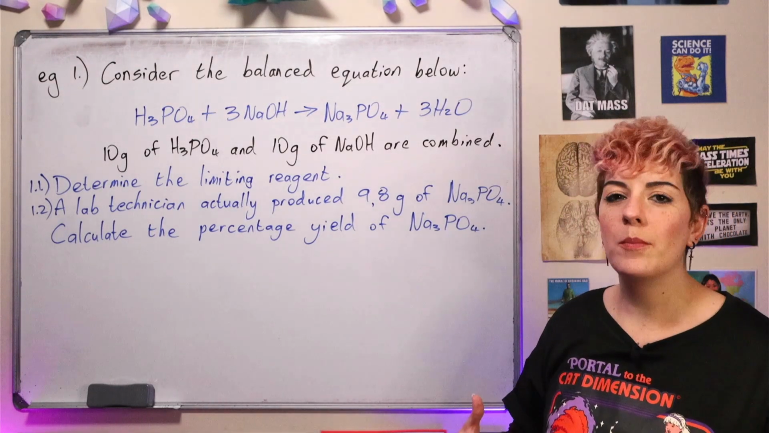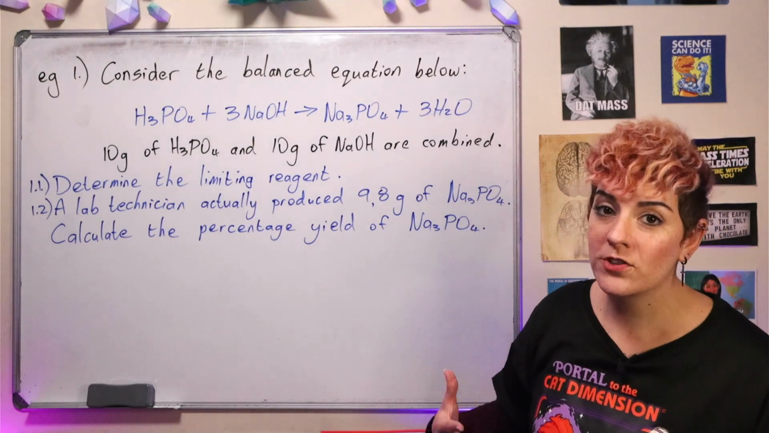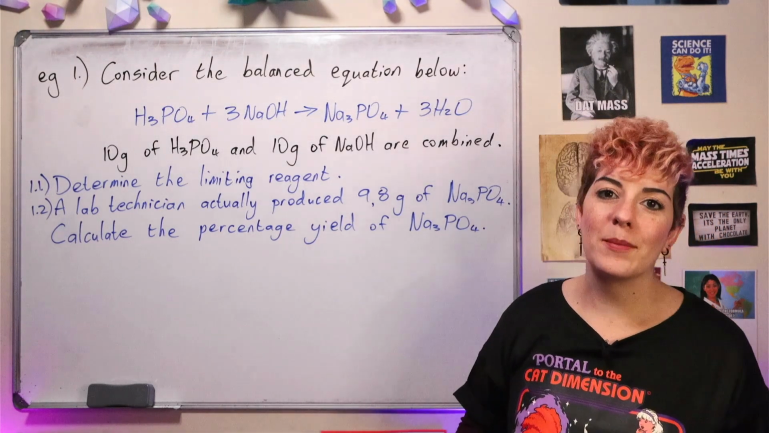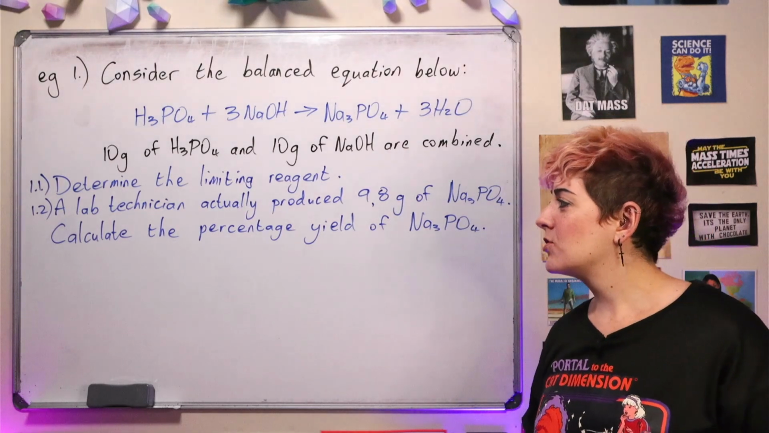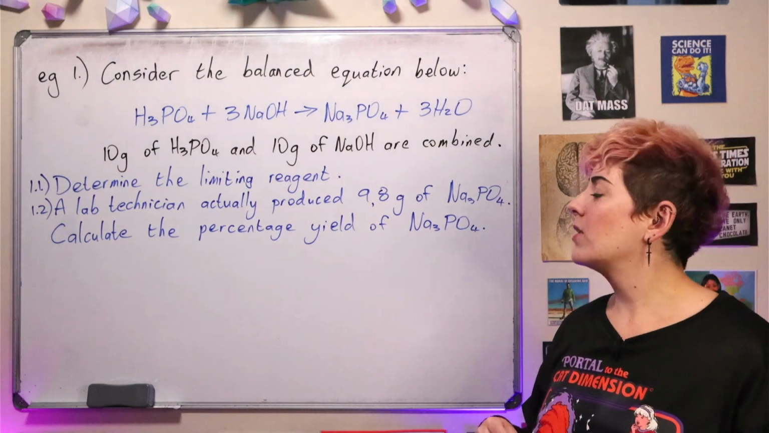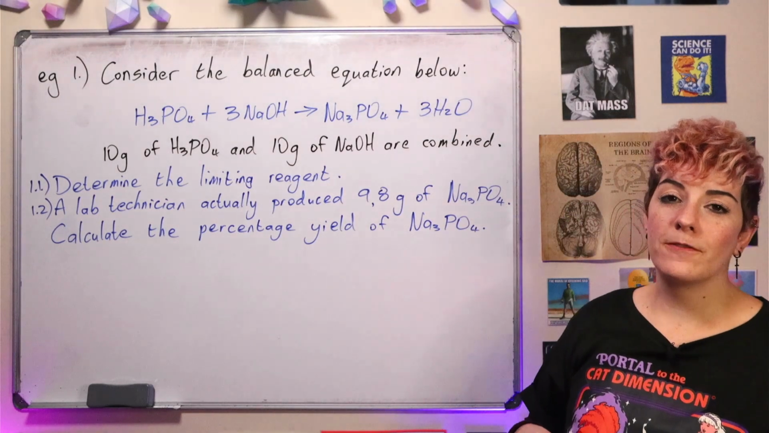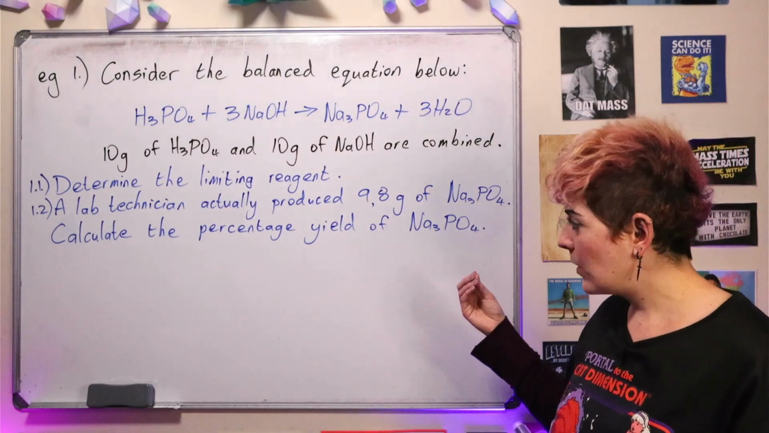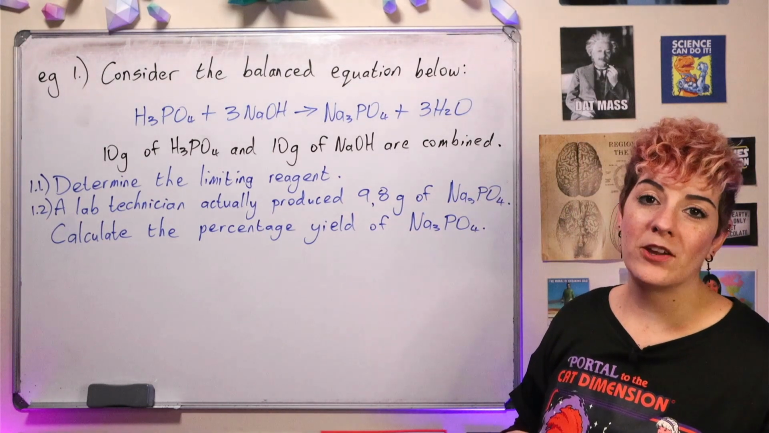It's very, very common that when you have a percentage yield calculation that you are first asked to find the limiting reagent. So that will be 1.1. Now, 1.2 says, a lab technician actually produced 9.8 grams of Na3PO4, sodium phosphate. Now, they want us to calculate the percentage yield of Na3PO4.